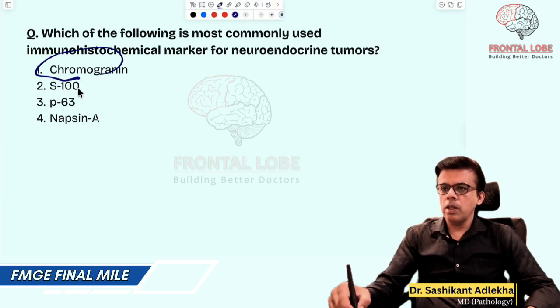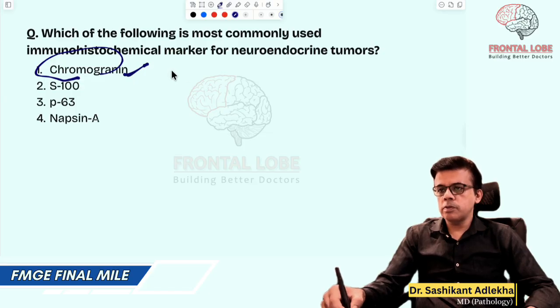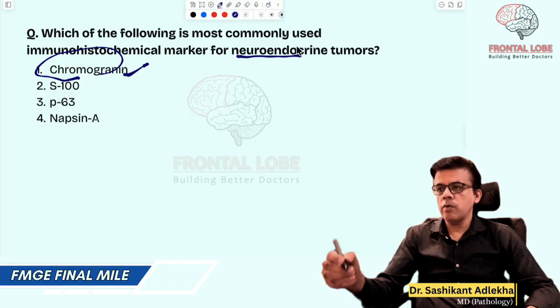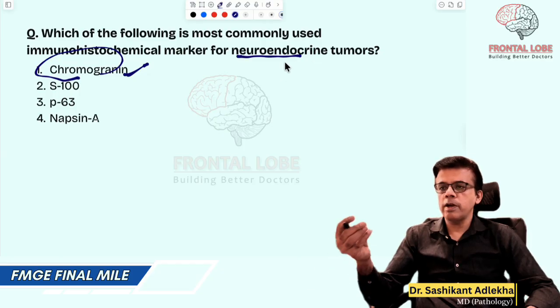Chromogranin. Why chromogranin? Chromogranin is one of the commonest markers of neuroendocrine tumors. What are neuroendocrine tumors? They have neuroendocrine granules in them. Electron microscopy can also confirm them. The cells generally have small granules and a stippled chromatin pattern.